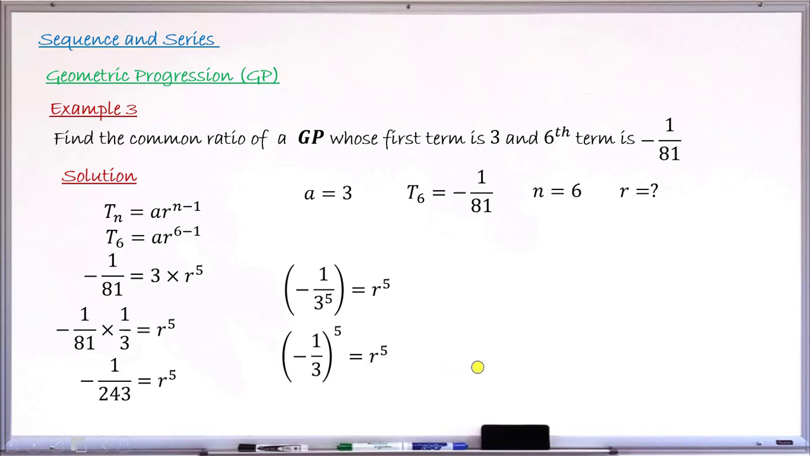So I now have an index equation in which the powers are equal. So surely the bases must also be equal. So if the powers are equal, then the bases must be equal. So there I can now say that my R is minus 1 over 3. This is the common ratio that we were asked to find of this very GP. So let's just move and take another example.